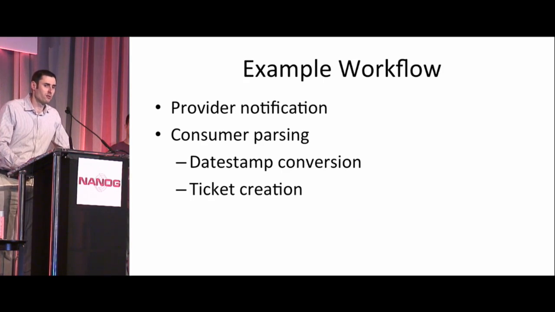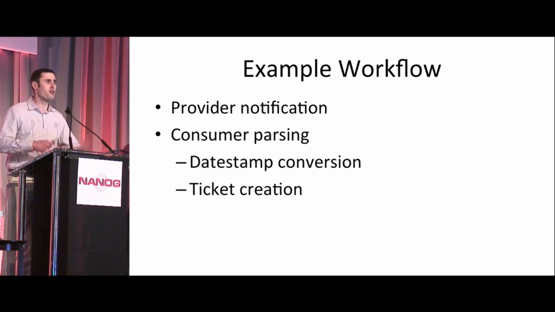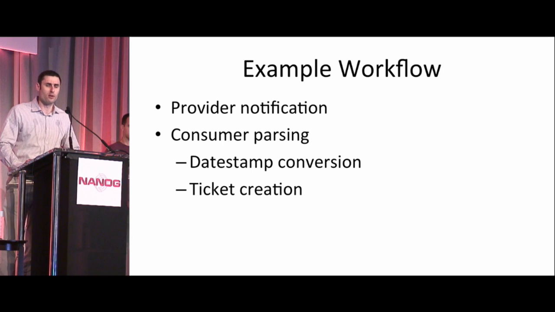So example workflows. Francisco mentioned a circuit going out of service, for example. I think that's a great use case to think about. You could also apply this to BGP peering sessions or transit services, et cetera. But if you take the circuit case, you can think about a circuit going out of service at some point in time, the provider needing to notify customers for that. And then what would the workflow be for the consumer of that notification?